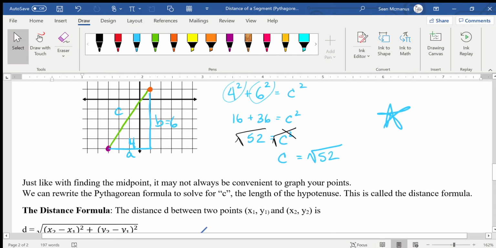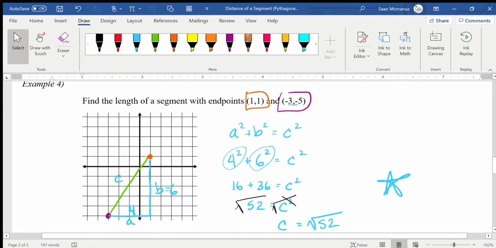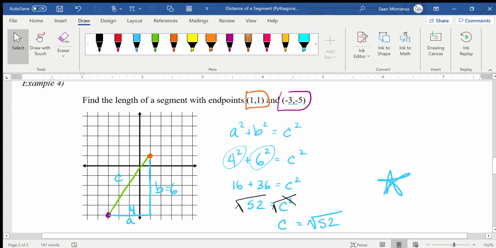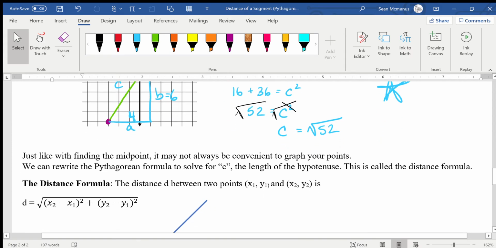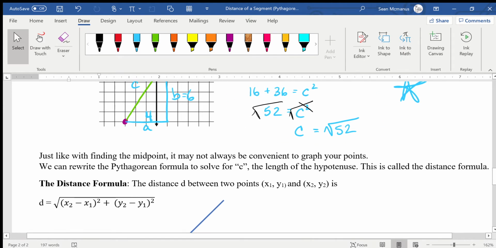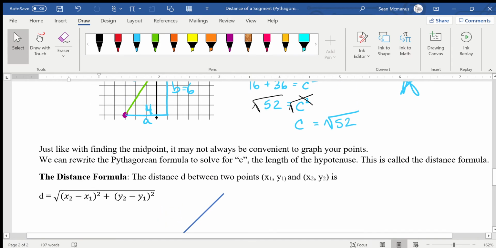Now I'm going to go a little bit further. So example number 3 and number 4, that's what you have to be able to do. I'm going to go one step further. If you're a little confused with this next section, it's okay. Just know that this is something that may be a little bit more convenient for you.